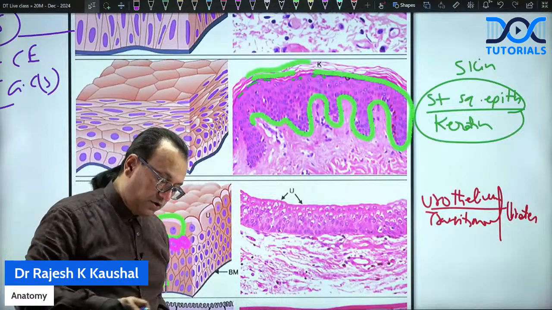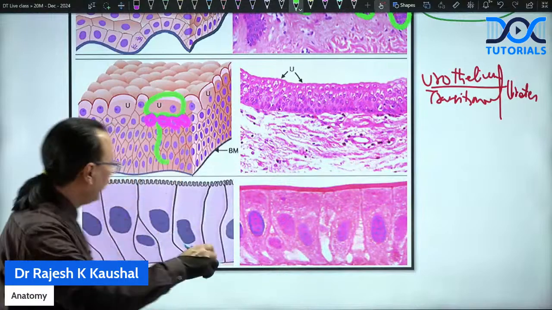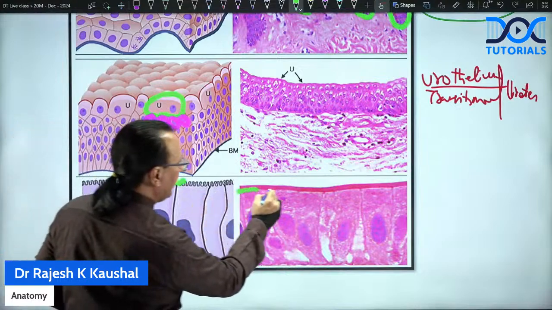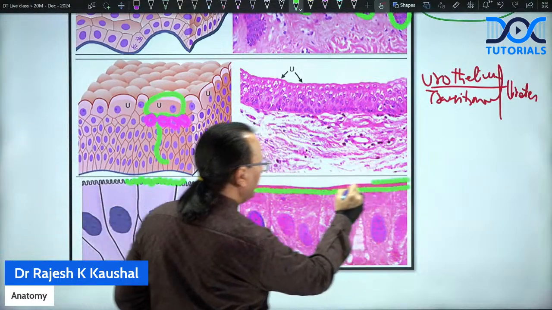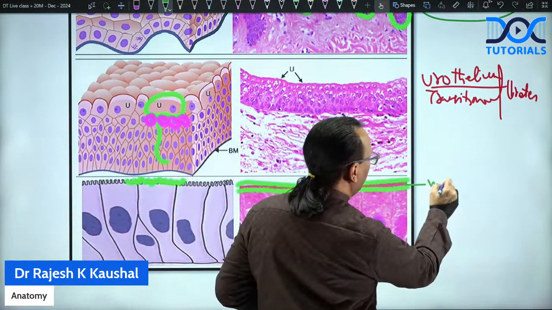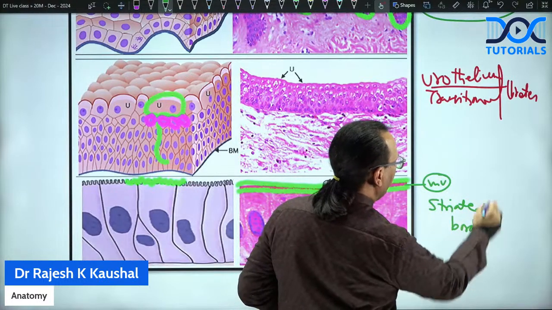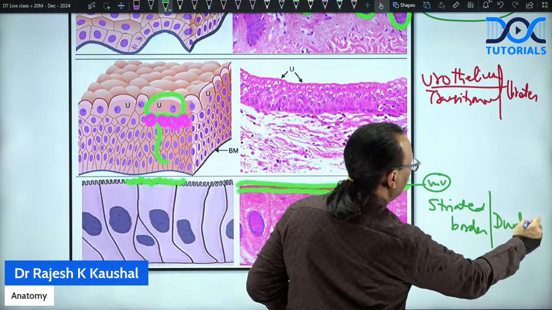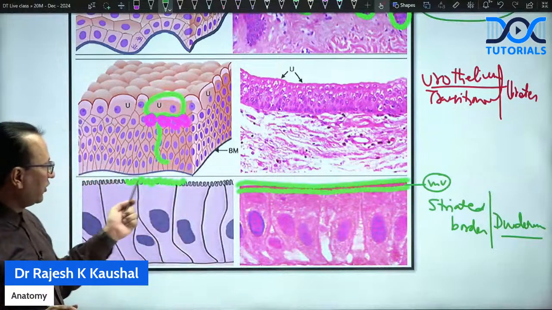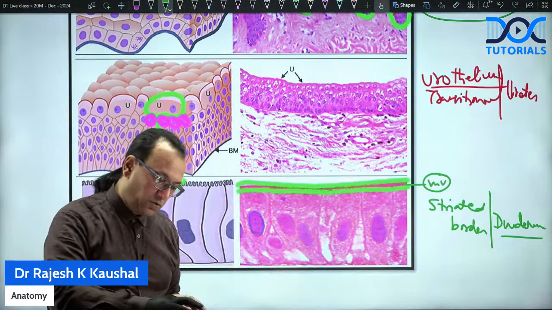What about the duodenum? In the duodenum, we have seen, this is microvilli. That is how the microvilli will appear. These microvilli, columnar cell with microvilli. This pinkish line that you see is called the microvilli. It is called the striated border, and that striated border can be seen in the duodenum. It is simple columnar cells with microvilli, striated border, duodenum.